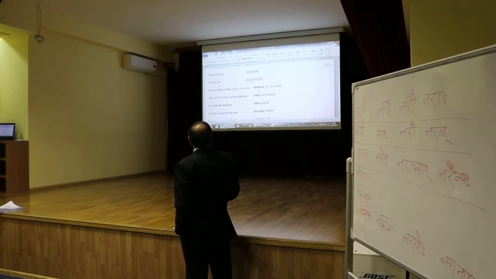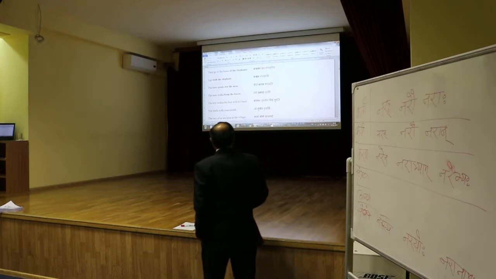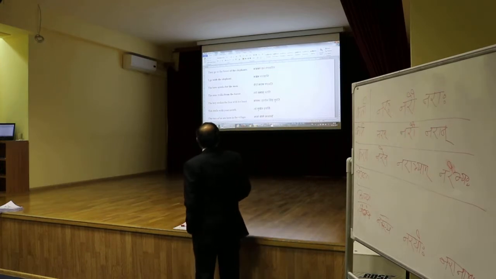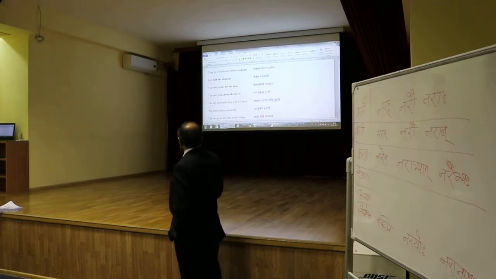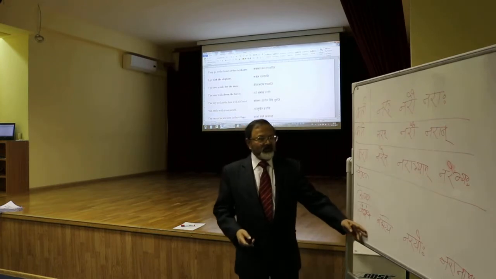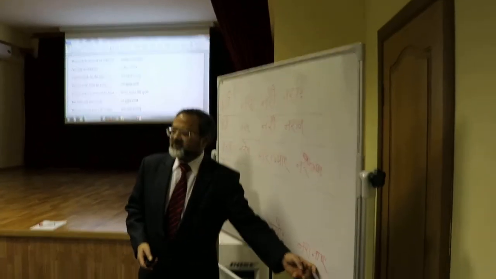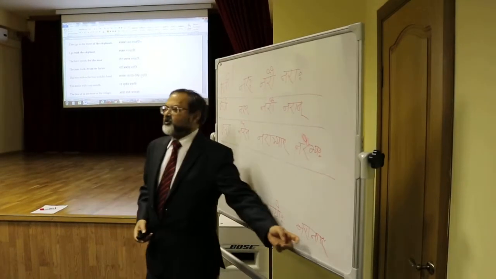Okay, the next one is, they go to the forest of the elephants. They go, once again you see, of the forest. Shashti Bahuvachan. Sambandh Bahuvachan.